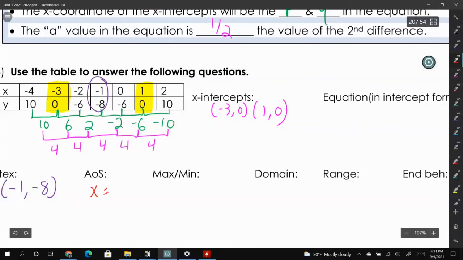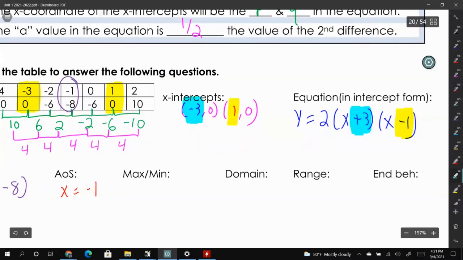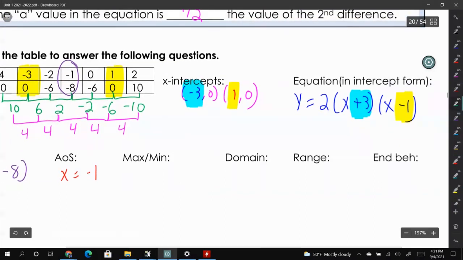Axis of symmetry is x equals negative 1. Equation: y equals half of 4, which is 2, times x plus 3 times x minus 1, because they should be opposites. Minus 1, positive 1. Plus 3, negative 3. We know that this parabola is going to open upwards, so we have a minimum at y equals negative 8, the y-coordinate of our vertex.